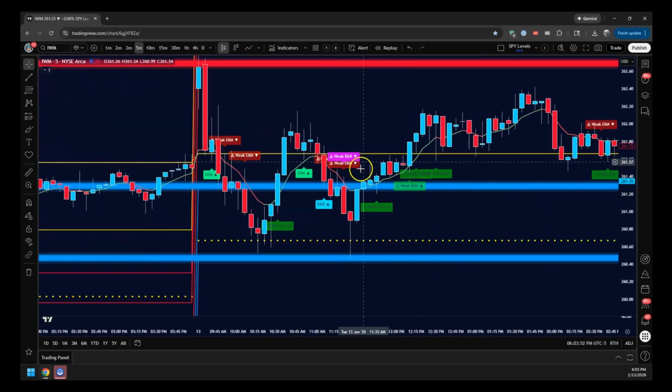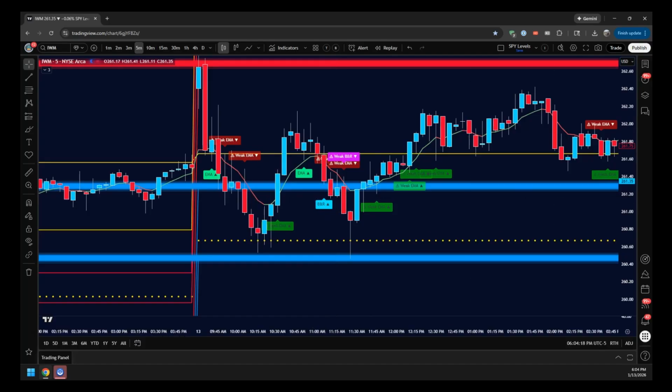Yeah, it was a bunch of these weak plays that I don't take. I was in at 11:10. I was looking at this break and retest right here, and unfortunately, that one did not work out for me. I would have got in right here, and it did stop me out.